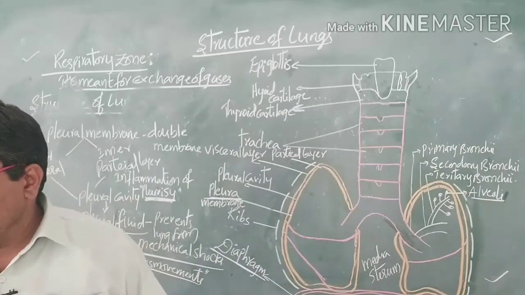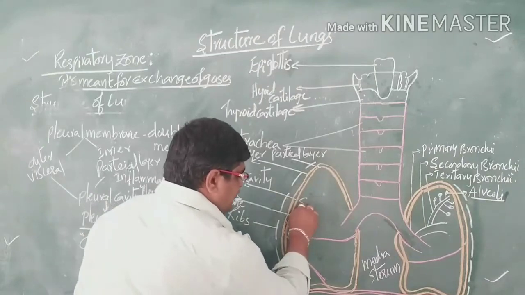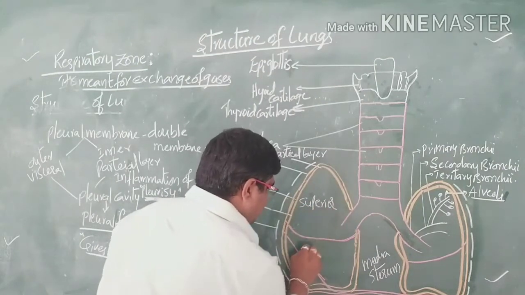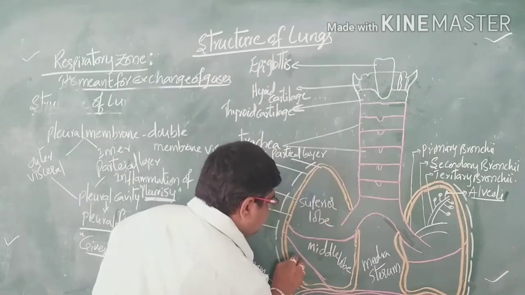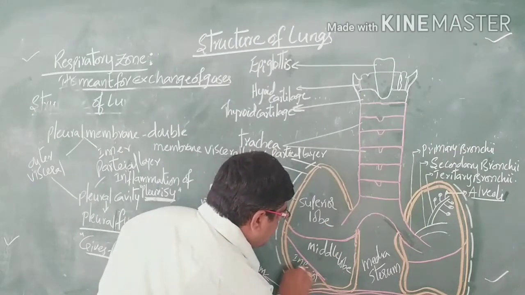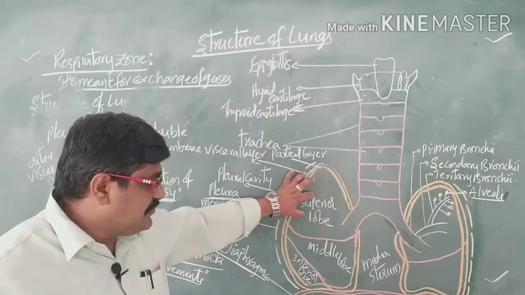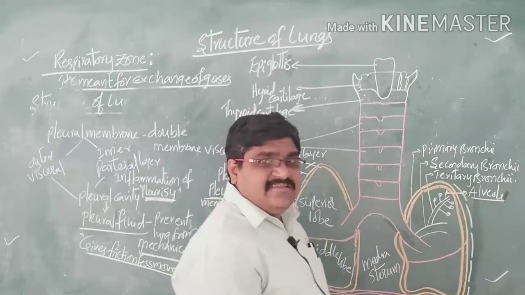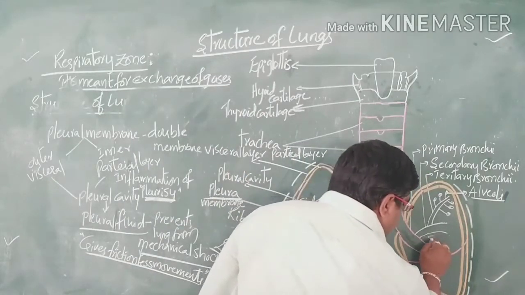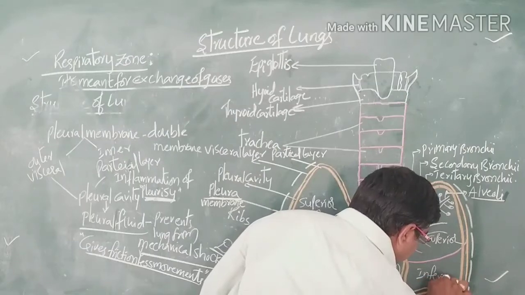The right lung is divided into three lobes: the superior lobe, the middle lobe, and the inferior lobe. But the left lung is divided into two lobes: the superior lobe and the inferior lobe.